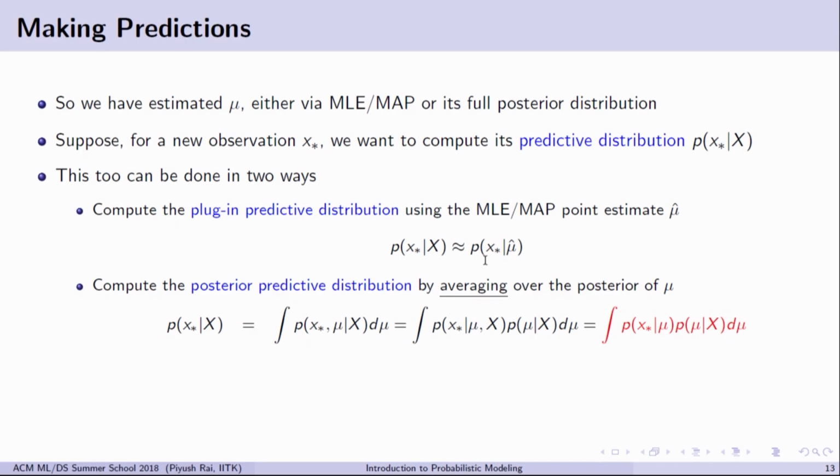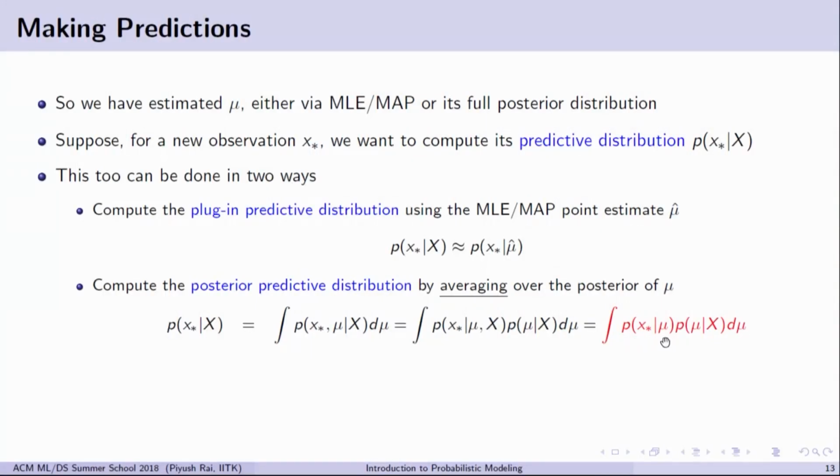In the previous case, note that I'm simply using a single mu hat to compute P of x star given mu hat. But here I'm using P of x star given mu, and I'm multiplying it by the posterior probability of that mu. So it's a kind of posterior weighted average. I'm computing this probability and weighting it by how important that given mu is, P of mu. If some mu is more likely under the posterior, then this quantity will be high. So essentially in this case, how many possible values can mu take?